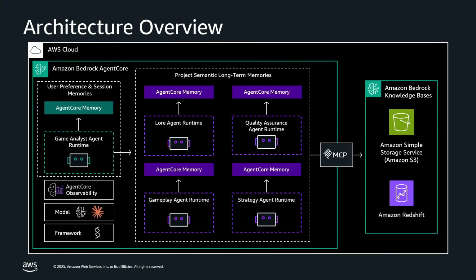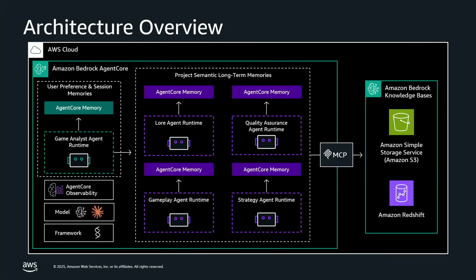So to start off, we're going to have 5 different agents that we're going to be building. And we can break these into 2 different types of categories. We're going to have our specialized agents. These are going to be representing our core competencies that a game analyst would need. So we have a lore agent, a quality assurance agent, a gameplay agent, and a strategy agent. And then, as our main director, we have our orchestrator agent, and that is going to be our game analyst.